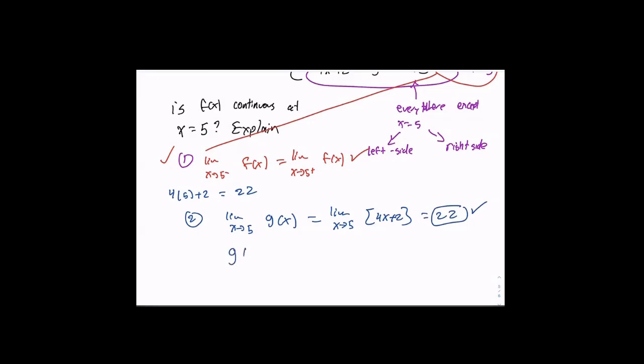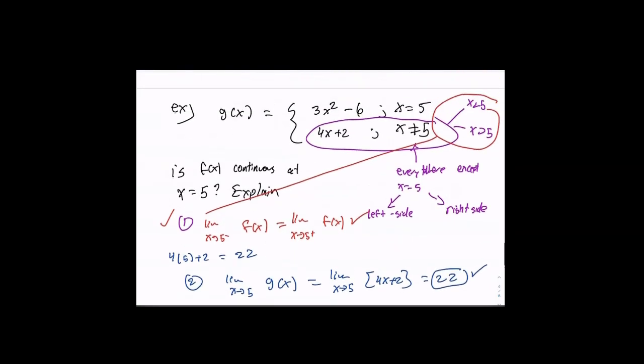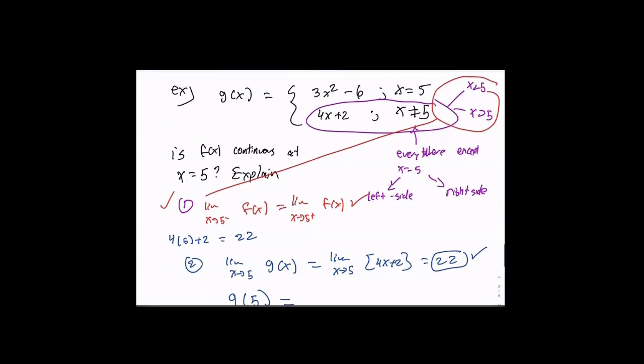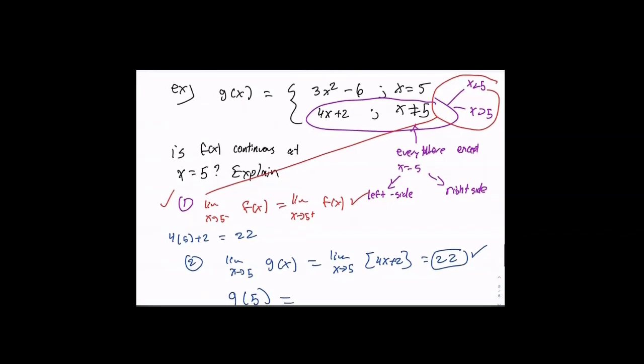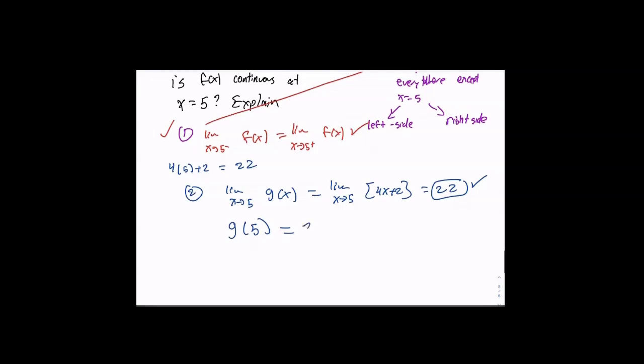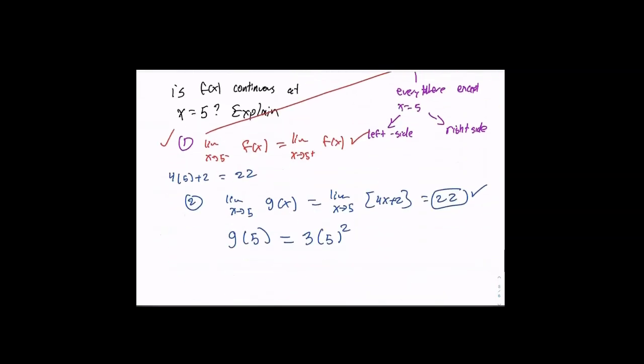Okay, well, what is g of 5? Well, to find g of 5, that means at that point, 5, I use the 3x squared minus 6. So this is 3 times 5 squared minus 6. You use that x equals 5 part of that. And that gives me 69 if I do the algebra right. It is. All right, so I got the limit as 22. I got the point value is 69.